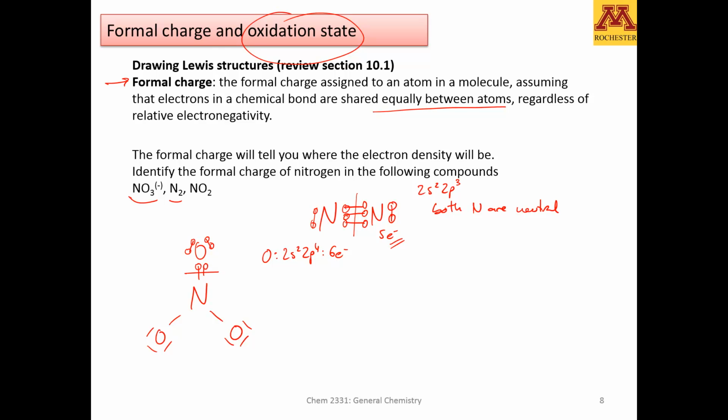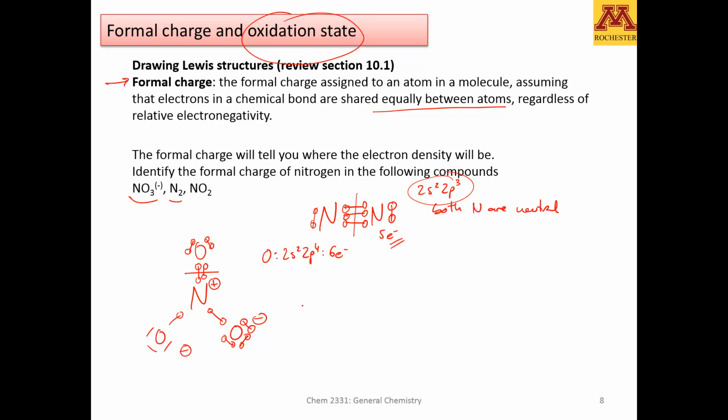Nitrogen, however, as we said here, is 2s2 2p3. To be neutral, you will need 5 electrons around it. 1, 2, 3, and 4. So it's missing 1 electron, therefore it will have a positive formal charge. How about the other oxygens? Well, if oxygen needs 6 electrons, how many does it have? 1, 2, 3, 4, 5, 6, 7. That means it has an extra electron, and if you do the same here, it does have an extra electron.